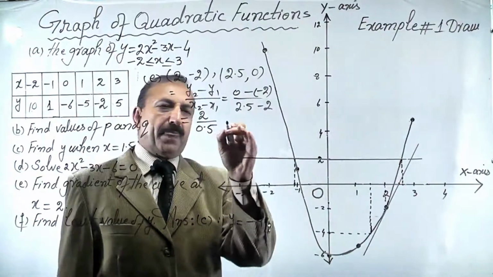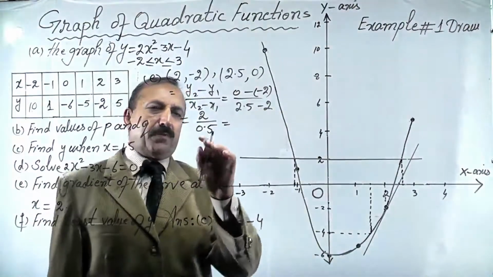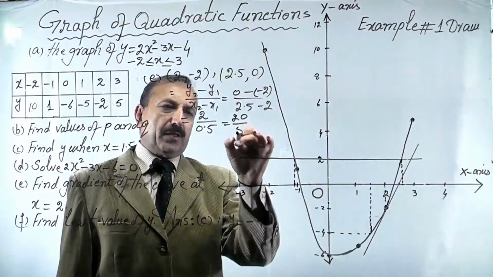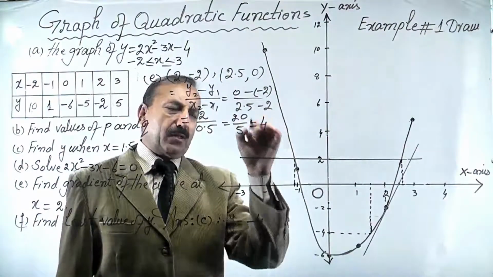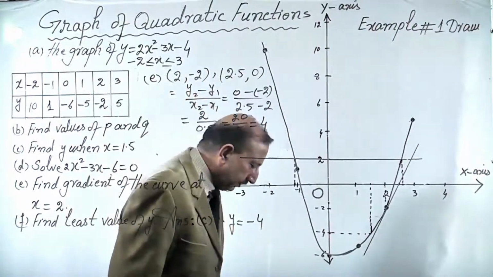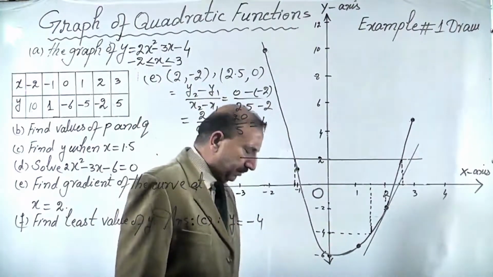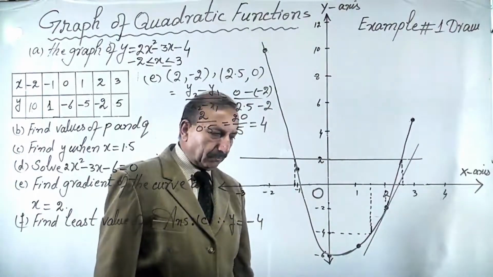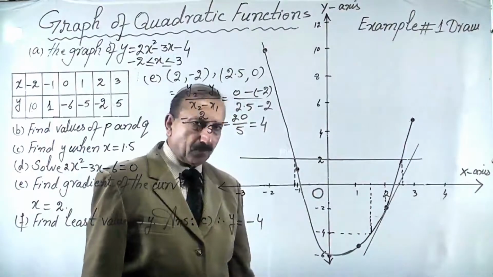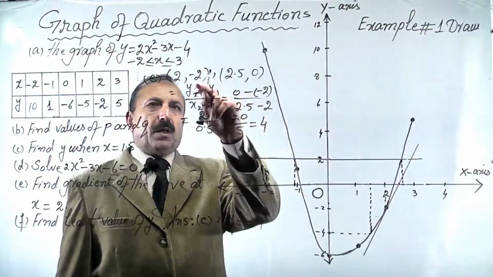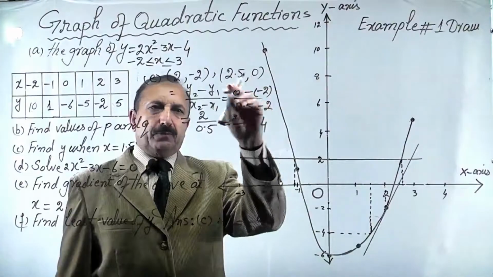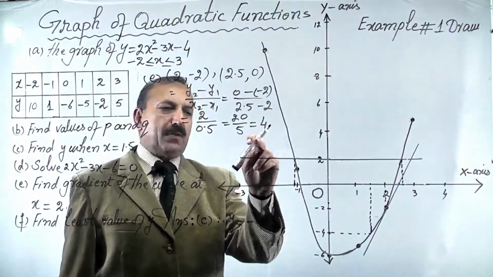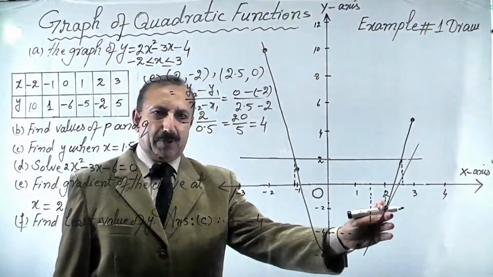And let's simplify. Remove this decimal, we will get 20 here, and here is 5, and ultimately our answer is 4. So in this way, after picking 2 points, we will use the gradient formula, and we will get the gradient of the curve at x equal to 2, my dear students.